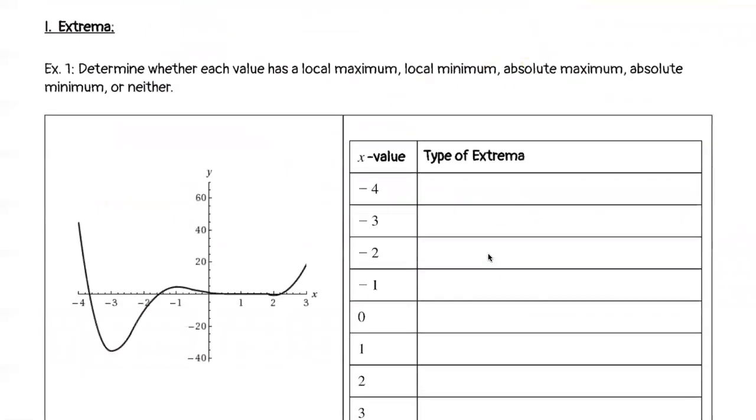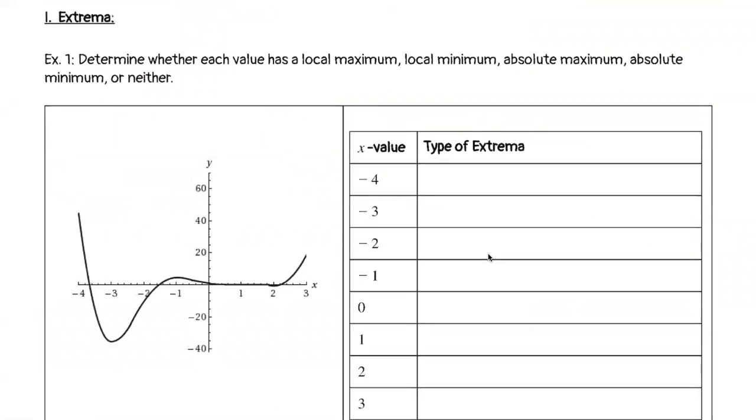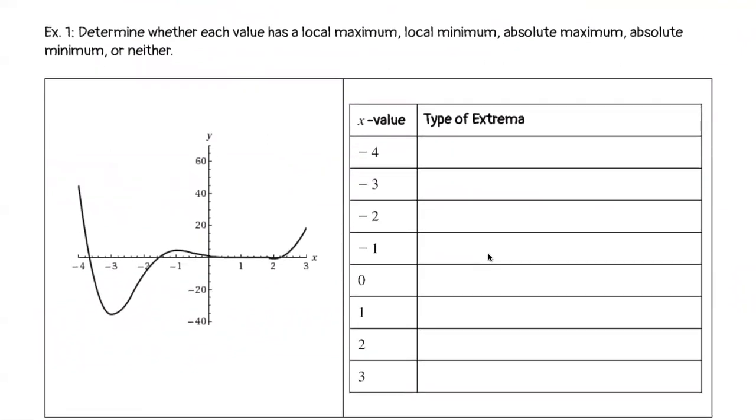So let's talk about extrema. This first question says, determine whether each value has a local maximum, a local minimum, absolute maximum, absolute minimum, or neither. I'm going to tell you right here that if you look at the ends of the graph, you'll notice that there are no arrows. That is intentional, on purpose. That means we are looking at just this snippet of the graph. What we see is what we get. We don't know anything beyond this, just what we have.